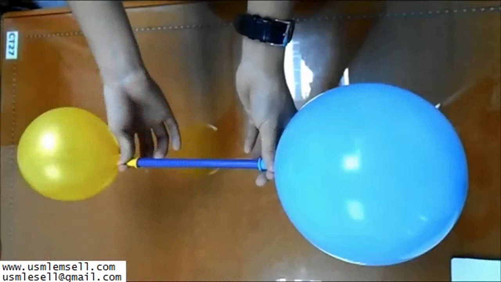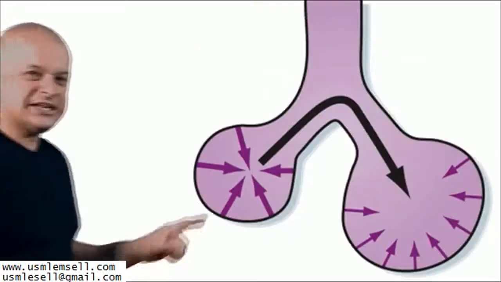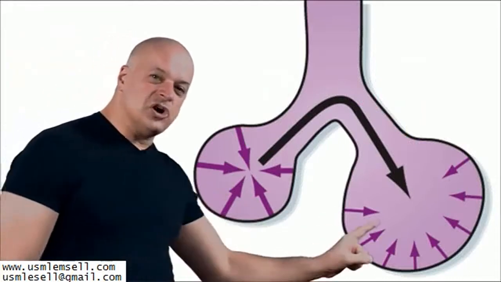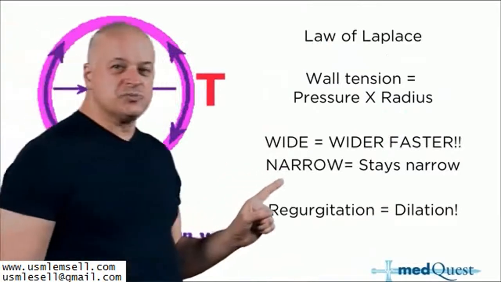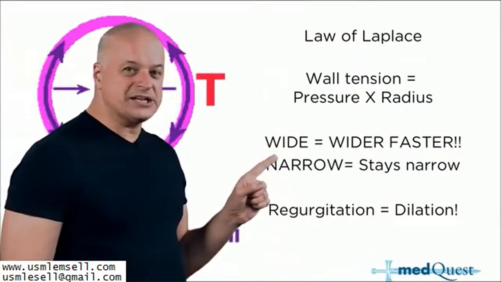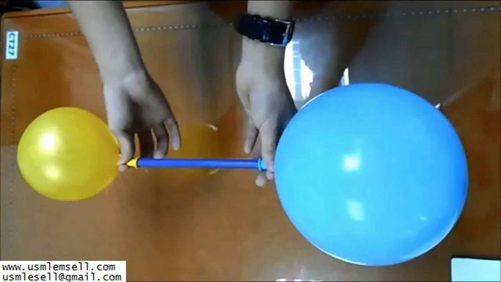Now, one of these is small and one of these is large. Which one of these will expand? Let's go back to our law of Laplace. We said small collapses, large expands. And this is the law of Laplace again. Small collapses, wide expands. So if we're looking at these balloons, which of these has greater wall tension? Small yellow or big blue?